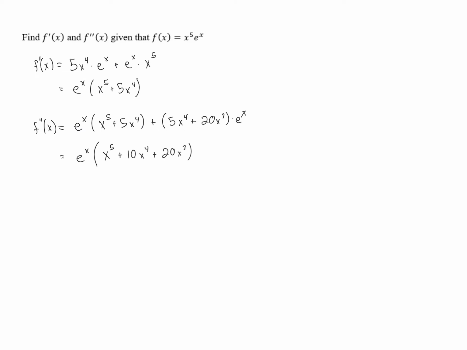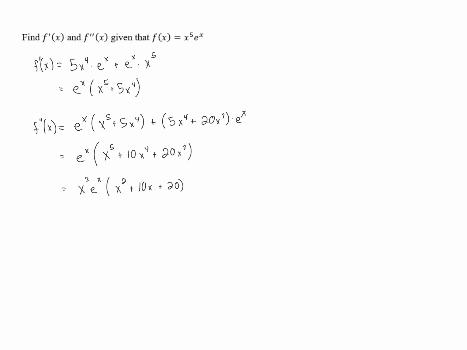If you really wanted to, you could notice that all of those terms have an x cubed in them, and so you could pull out the x cubed inside those parentheses, leaving us with x squared plus 10x plus 20. In fact, maybe that would give us something that is nicely factorable even further, though there aren't two integers that multiply to 20 and add up to 10, so it's not going to factor nicely.